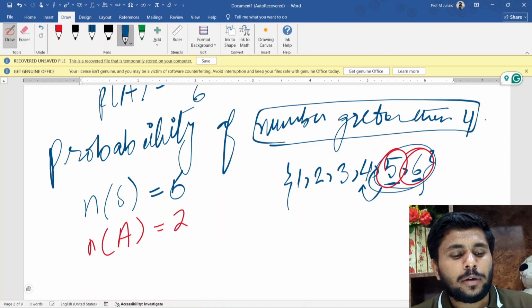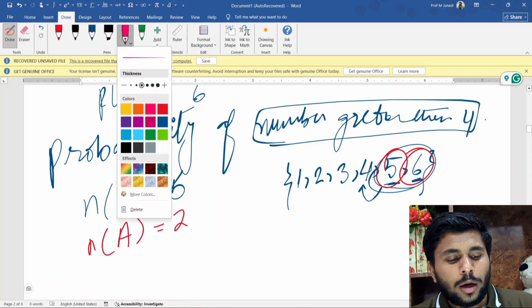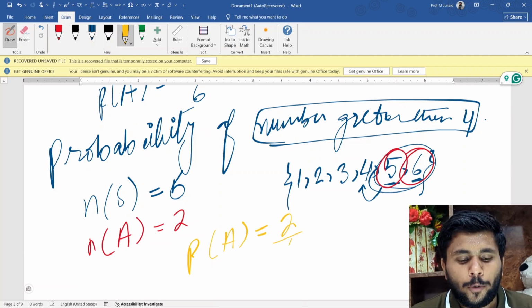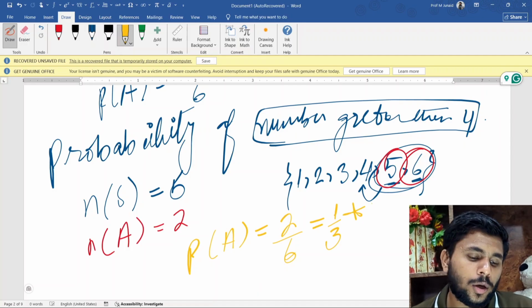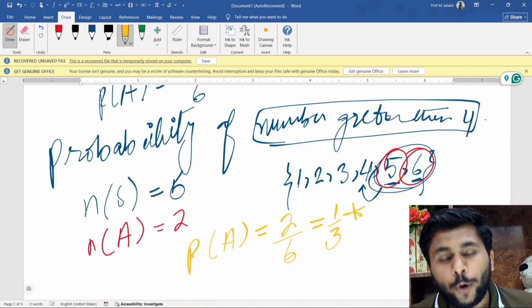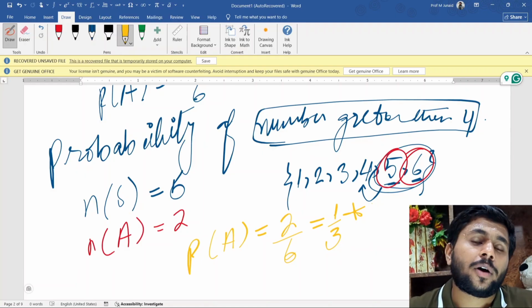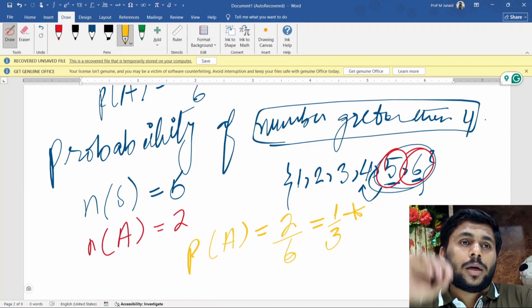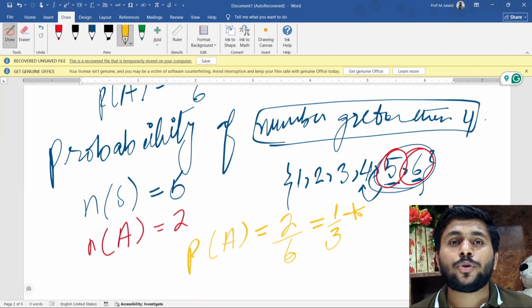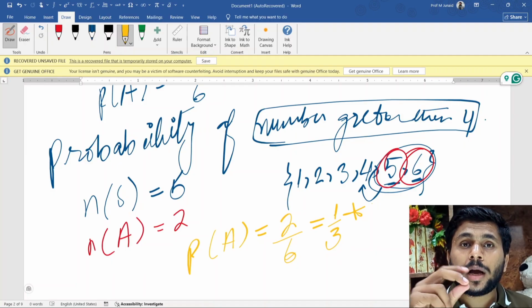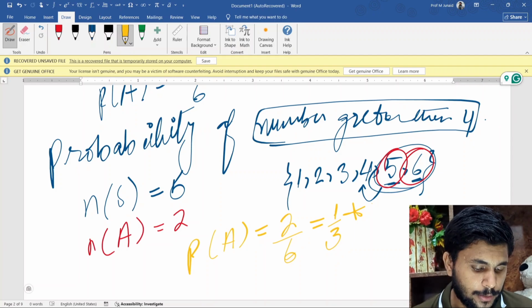What will the probability be? Our probability will be P of A equals 2 upon 6. The answer would be 1 by 3. Hope you understand the probability of a dice. Now let's move to the first question of our O Levels past paper. After this concept, you will be able to attempt a question in just 2 to 3 seconds.